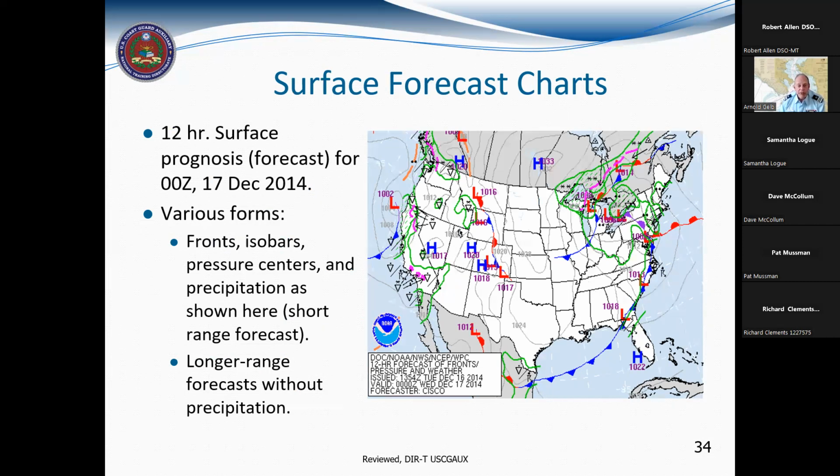Again, here, this particular surface chart is a 12-hour surface prognosis for 0 Zulu on the 17th of December, 2014. And it's showing various forms, including the fronts, the isobars, pressure centers, highs and lows that we previously described for this short range forecast. And then there are longer range forecasts available without showing precipitation.